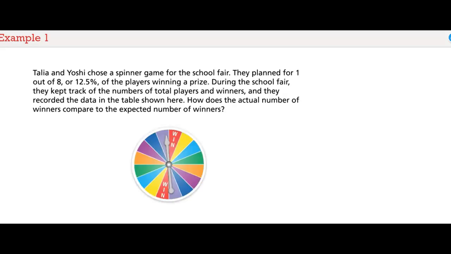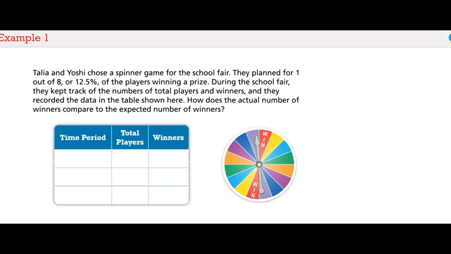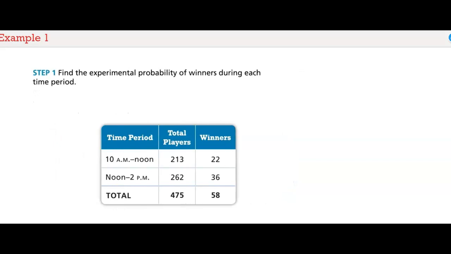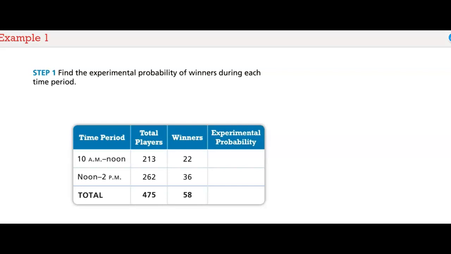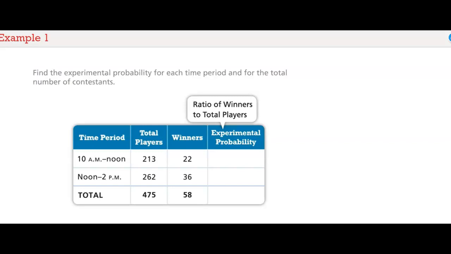During the school fair, they kept track of the numbers of total players and winners, and they recorded the data in the table shown here. How does the actual number of winners compare to the expected number of winners? The first step is to find the experimental probability of winners during each time period. In this case, the experimental probability is equal to the ratio of the number of winners to the total number of players. We can find the experimental probability for each time period and for the total number of contestants.